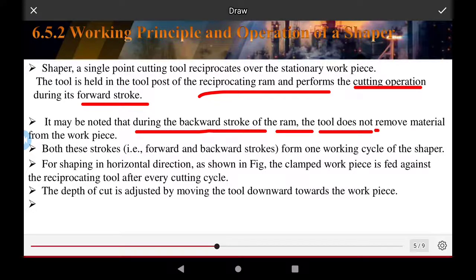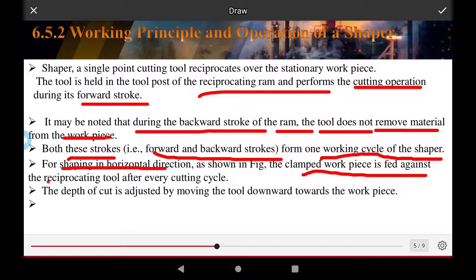The tool does not remove material from the workpiece during the return stroke. These cycles of forward and backward strokes continue, with the workpiece fed sideways in the horizontal direction after every cutting cycle for the depth of cut, moving the tool upward over the workpiece.